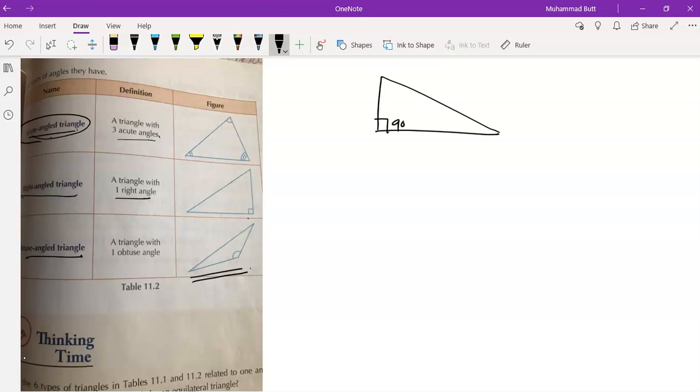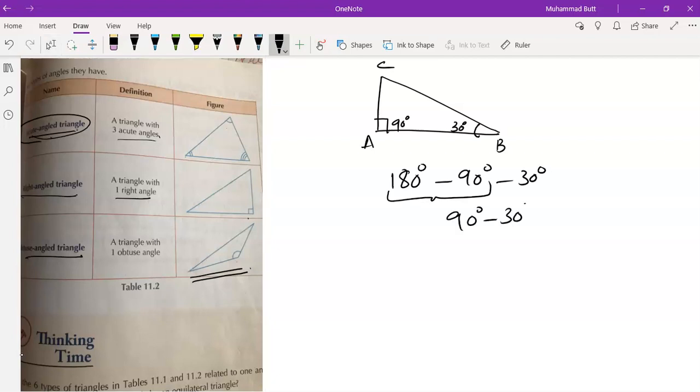This is 90 degree, and if they are telling you that this one is 30 degree, so we know that the sum of the interior angles of a triangle is always equal to 180 degree. So what are we going to do? We'll subtract 90 and 30 from 180. Subtracting 90 from 180, we'll get 90 degree, and then 90 minus 30 equals to 60 degree.